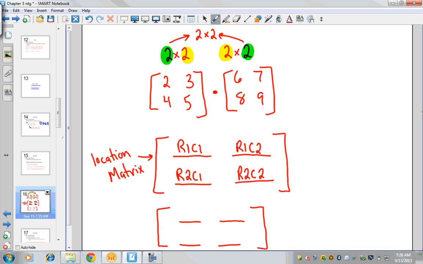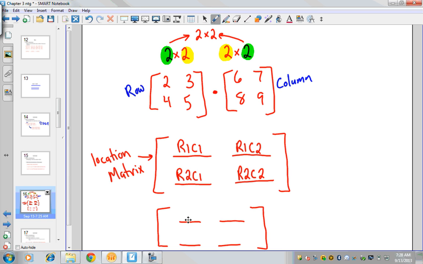The reason we do this is because we're going to go back into the original problem, and I'm going to label my first matrix here. This is my row matrix. My second matrix over here is what is called my column matrix. The reason I'm doing that is because the location matrix you created will help you start multiplying through your matrices. Let me show you how.